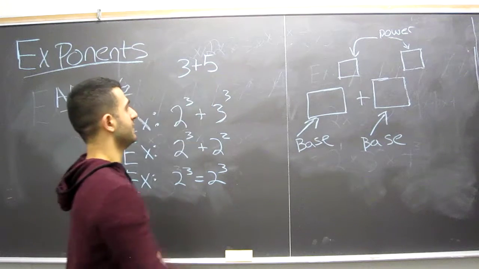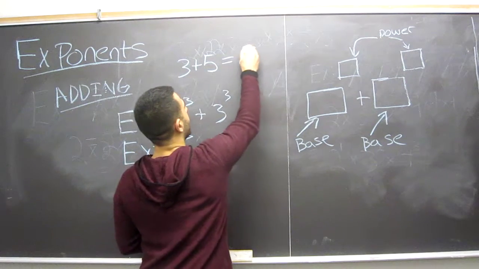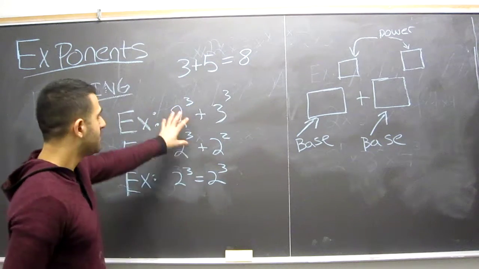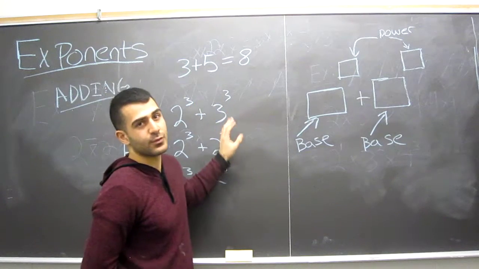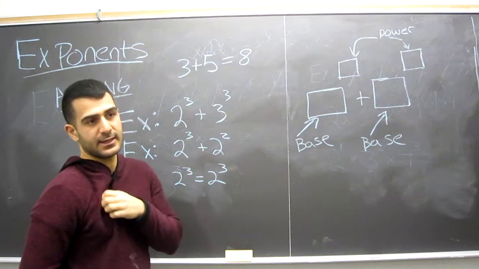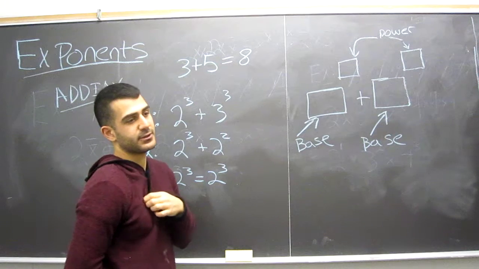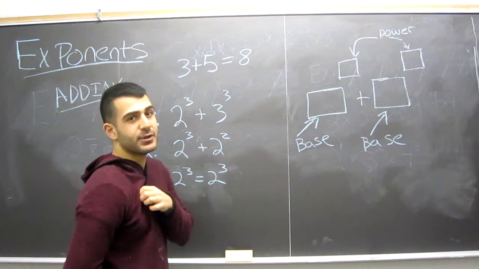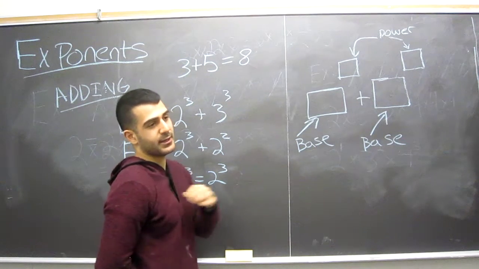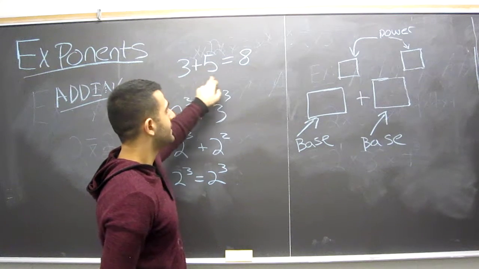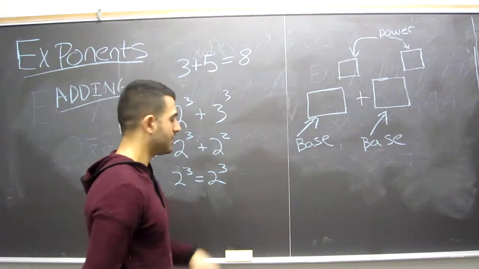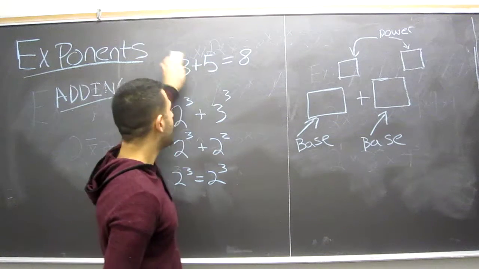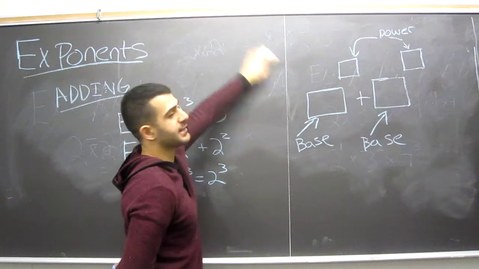We know what 3 plus 5 is. That's 8. But when we have exponents, they have their own kind of little rules for adding. And we're going to go over those rules. It's like when you're adding normal numbers, you can add them to get the next number. But when you're adding exponents, you can't just simply look at it and know what the answer is.